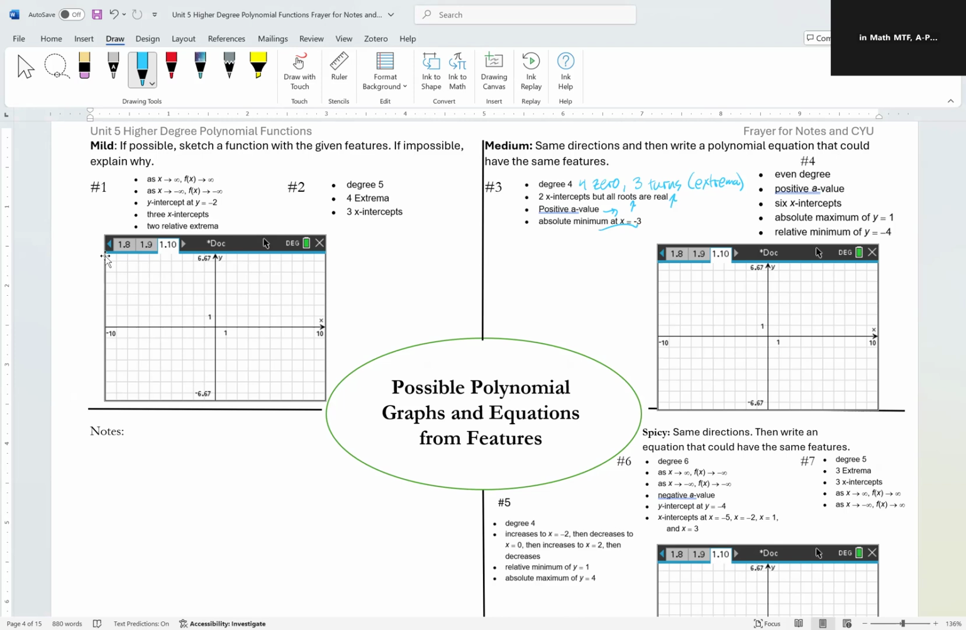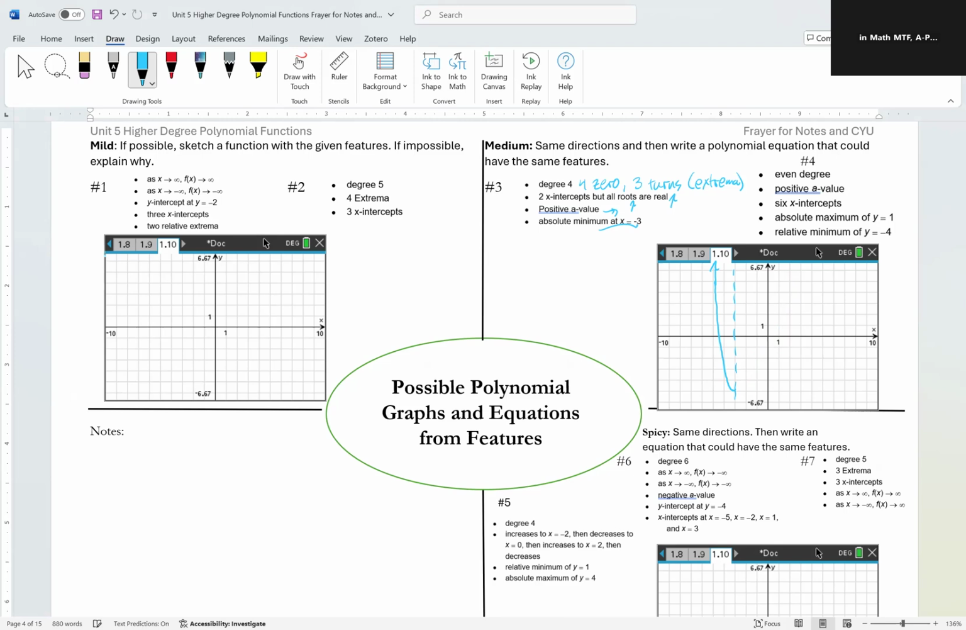Okay, so let's see. I'm going to mark my x equals -3, because I know I need an absolute minimum there. I know my end behaviors have to be like this. So let's let that be my absolute minimum. I can only have 2 x-intercepts, but all roots are real. So one option is that I come up and I do a triple root right there and continue up. That's an option, right? I've got 2 x-intercepts. All roots are real because I have a triple root plus a single root, positive a value, absolute minimum at x equals -3. That can work. I think it satisfies all those requirements. It's not the only option.